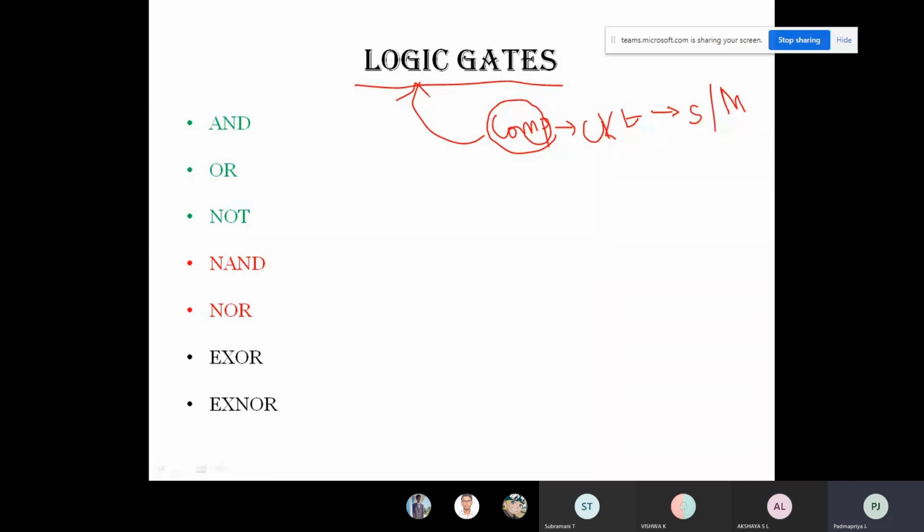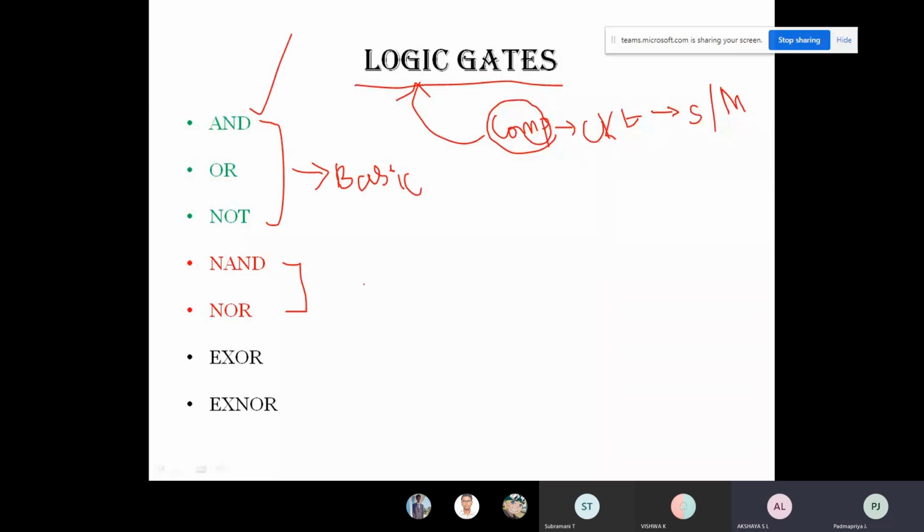Yes, we will see each and every one. Initially, these are the logic gates: AND, OR, NOT. These three are the basic gates. We could mention these as basic logic gates. Next, NAND and NOR. This is an acronym; we generally term it as NOT AND, and we call this one NOT OR.